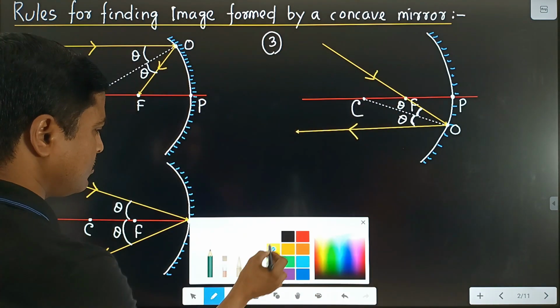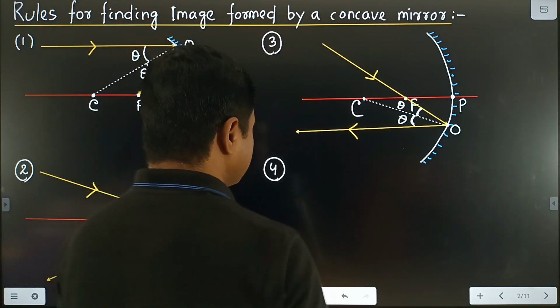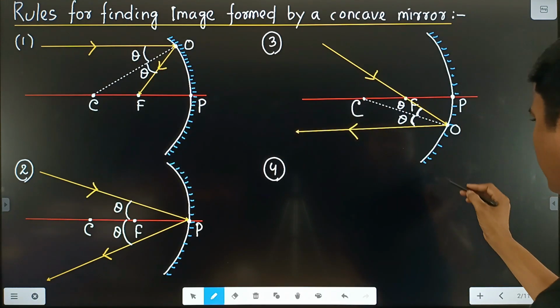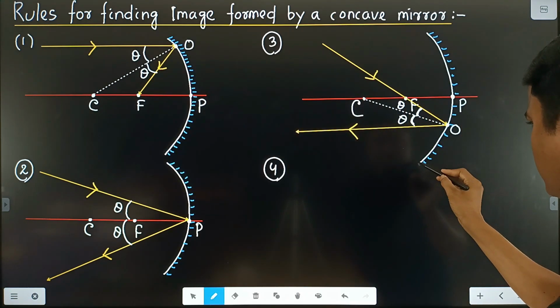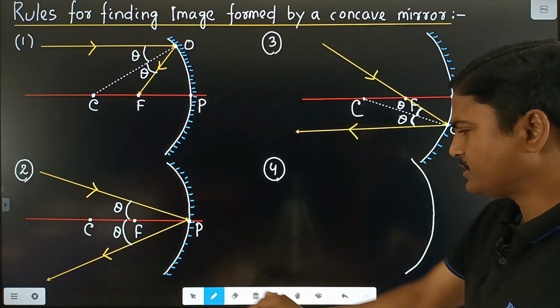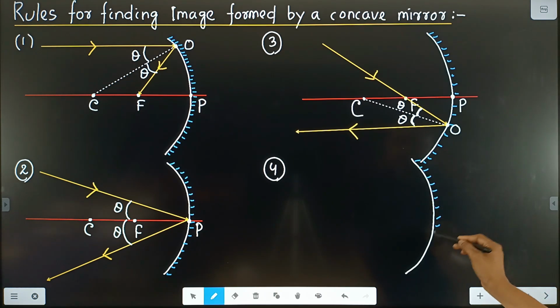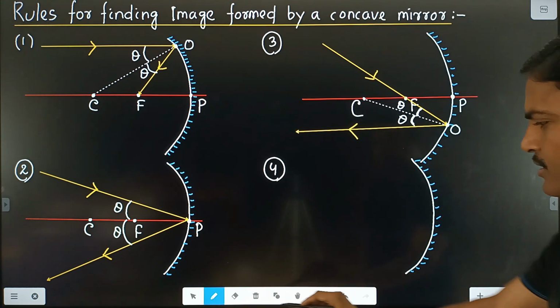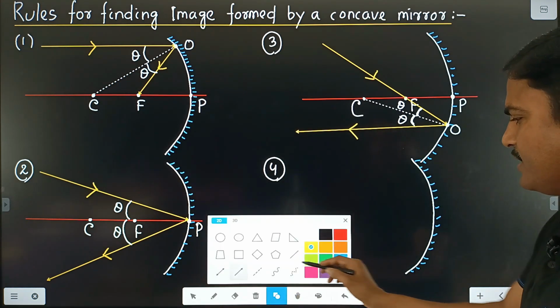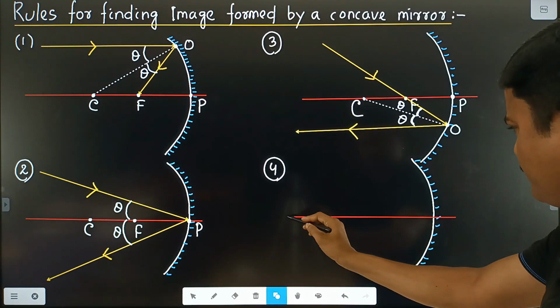Similarly, last rule, same thing, we also take another concave mirror. Suppose this one is the concave mirror, and the outer surface is silver coated. This is the outer surface that is silver coated, that is the non-reflecting surface, and we draw the principal axis, and this one is the principal axis.